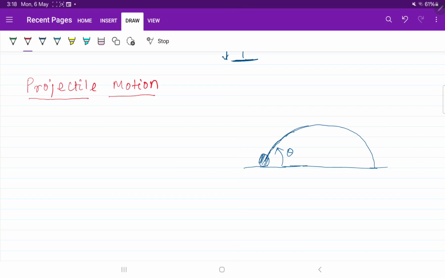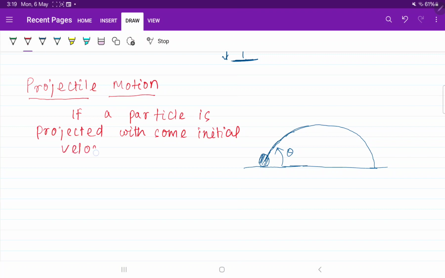So the basic definition of projectile motion will be: if a particle is projected with some initial velocity which is making an angle theta with the horizontal.